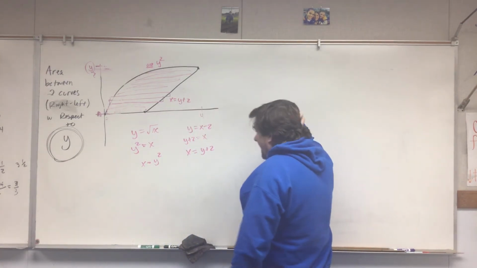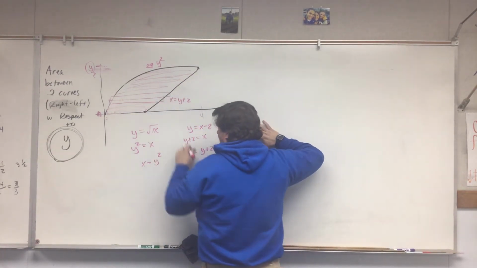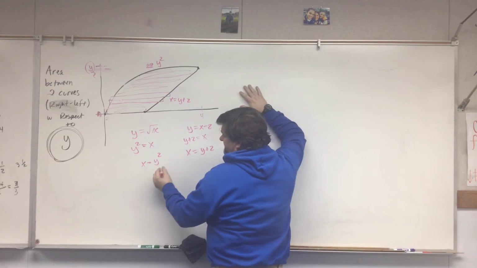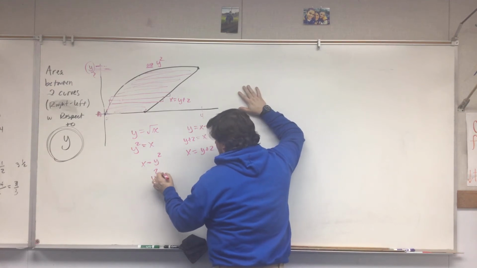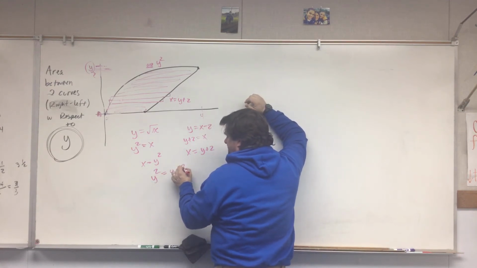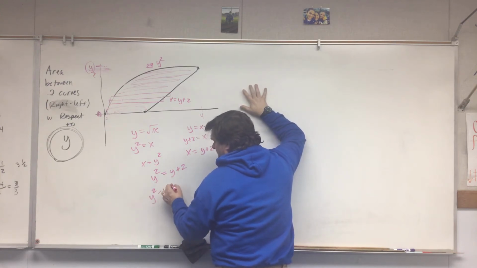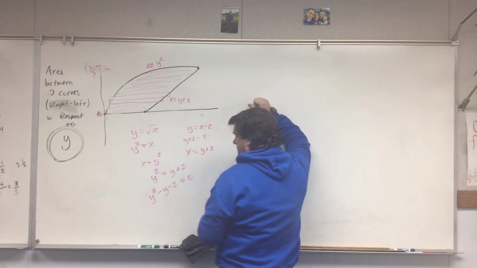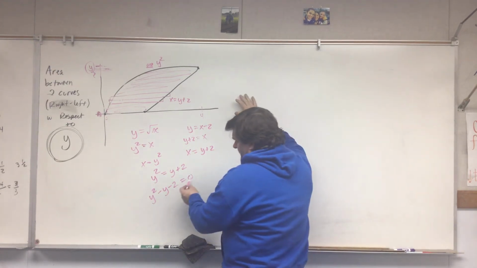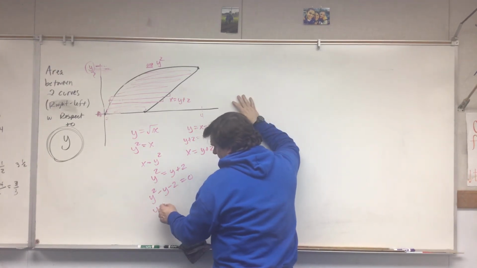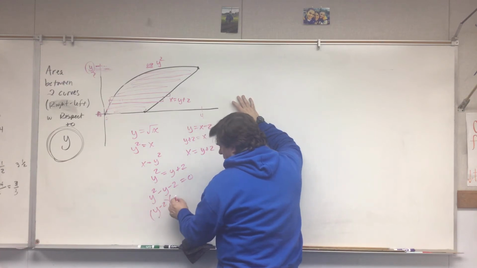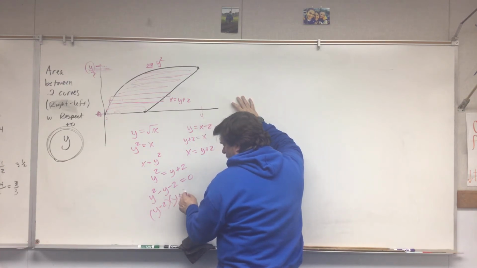So how did I find where they intersected? I set them equal to each other. Well, we're going to set y squared equal to y plus 2. Y squared minus y minus 2 equals 0. And if we're looking at this, we get y minus 2, y plus 1.